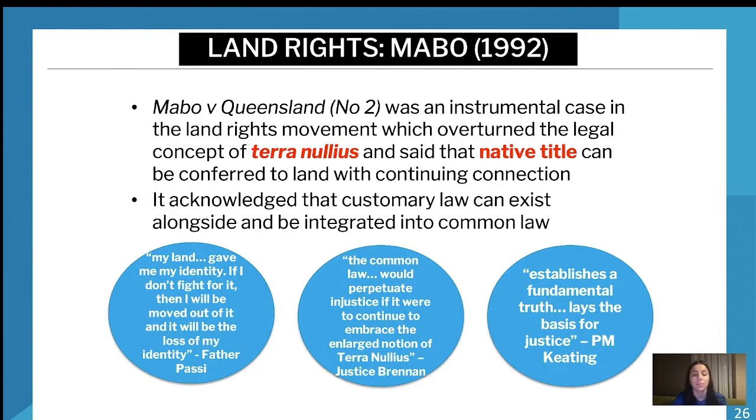But the first one that we look at in SOR is the Mabo decision, which was a land rights movement which overturned the concept of terra nullius, which is no man's land, and said that native title can be conferred to the land with continuing connection. And it acknowledged that customary law can exist alongside and be integrated into common law. So that was getting rid of that concept of terra nullius. It finally recognized that it wasn't actually no man's land, but legally that was written for so long, and that was a belief. So the overturning of that was so instrumental.